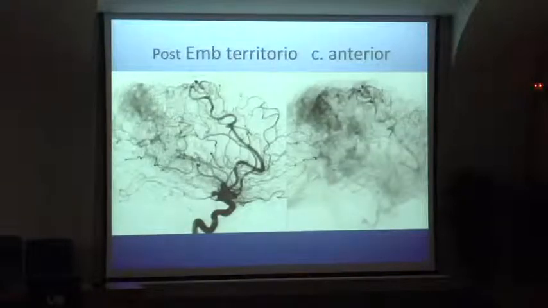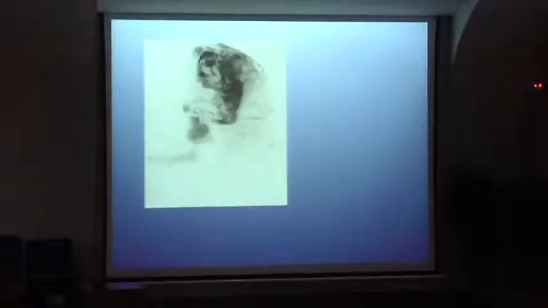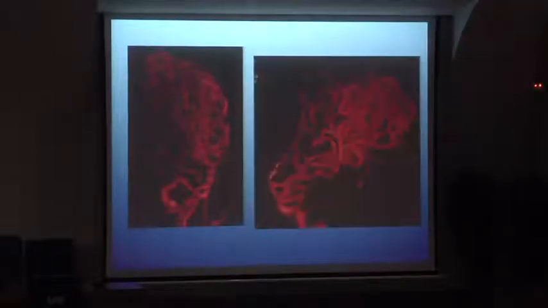Next. After 3 embolizations, total occlusion of the anterior cerebral territory, but the rest is the collateral circulation, leptomeningeal circulation, the middle cerebral artery. Next. This is angio 3D. Next. In lateral view, I'm going with a microcatheter.